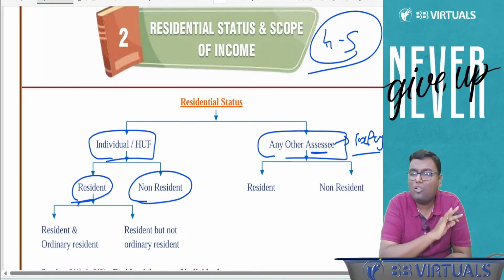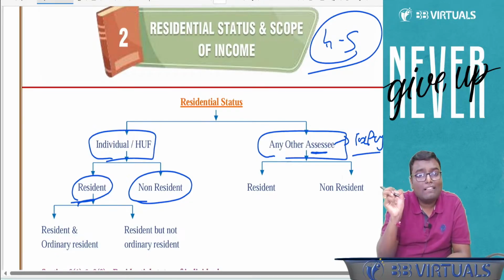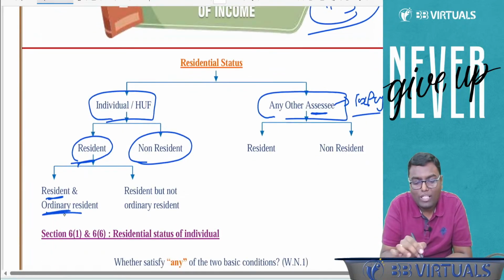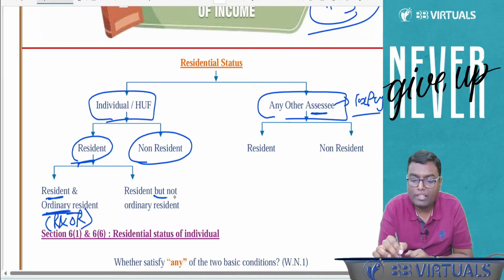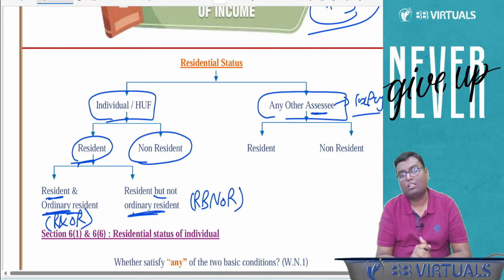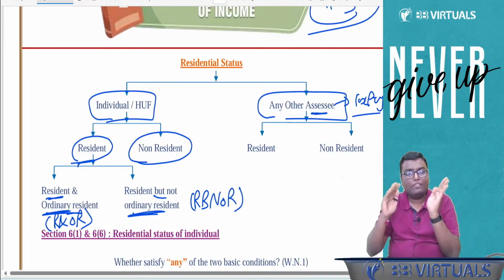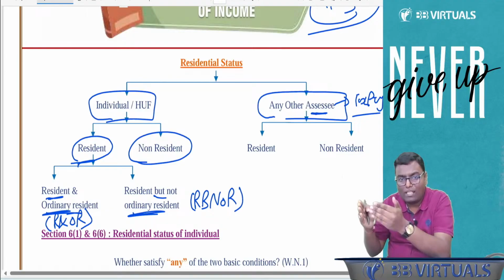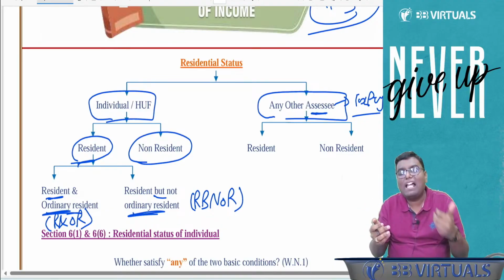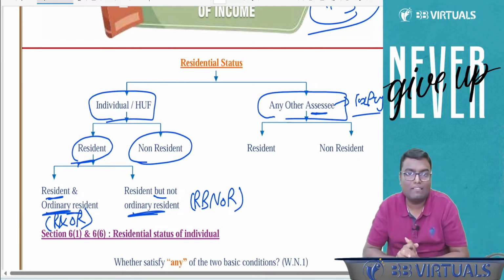Once you are resident, things do not end over here. The word resident is further bifurcated. Now that person can either be resident and ordinarily resident, which in short we will call R and OR, or that person can be resident but not ordinarily resident, which we can call RBNOR. Repeatedly, an individual or HUF can be resident or non-resident. If you are a resident, either you are R and OR, resident and ordinarily resident, or you are RBNOR, resident but not ordinarily resident. Now, sir, what is this all about, R and OR, RBNOR?